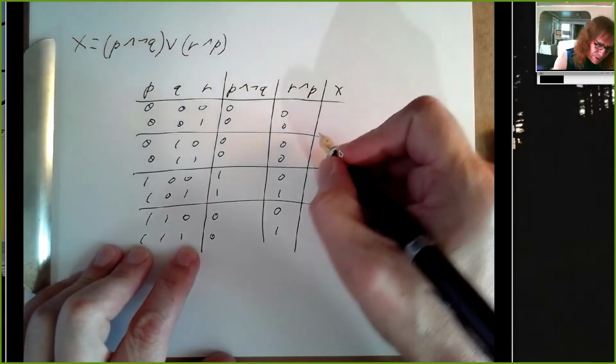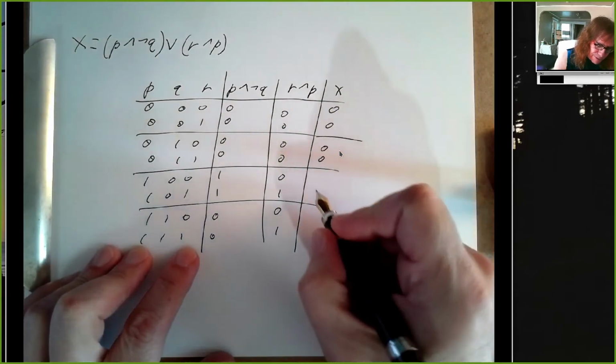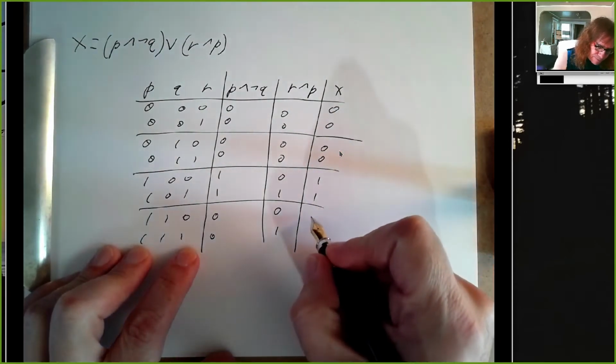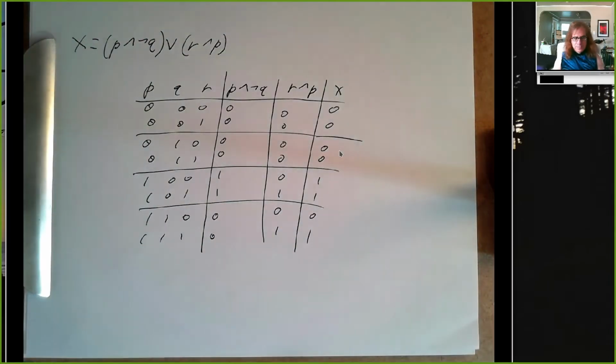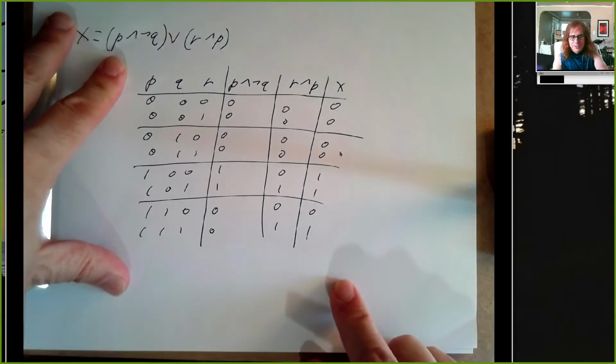And then we have to OR those to get X. So this looks like 0, 0, 0, 0, 1, 1, 0, 1. You can use zeros and ones. We're computer scientists in here, so if I see a 0, 1, I'll assume it's false and true. Alright, so we want an expression for X other than this, but with the same truth values.